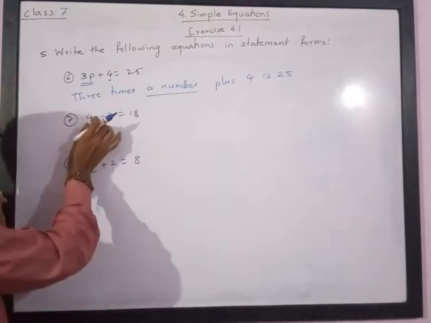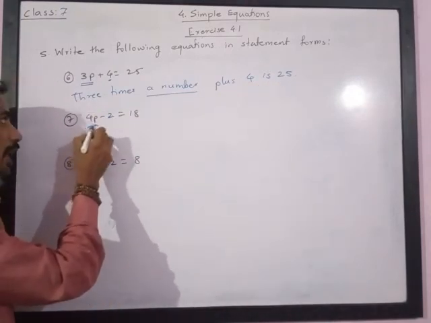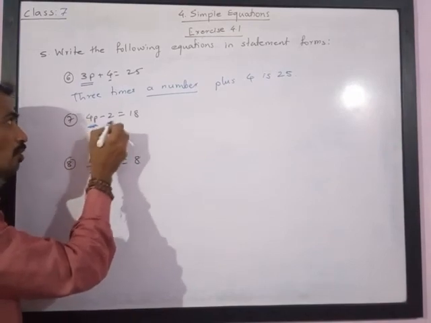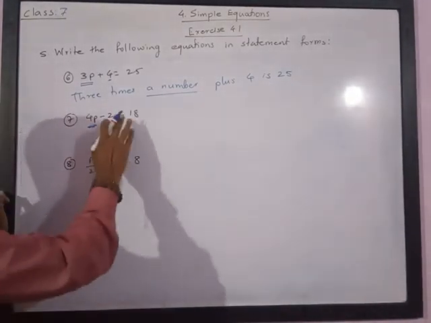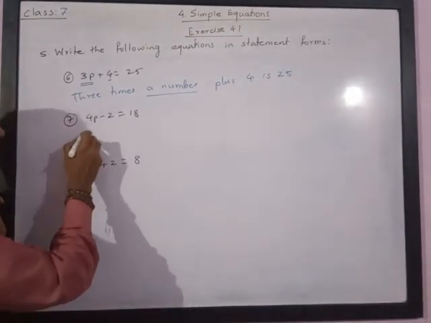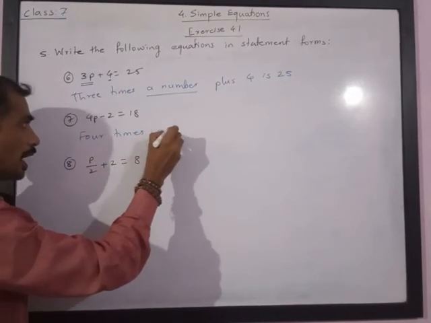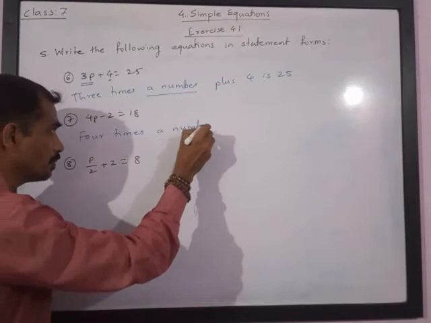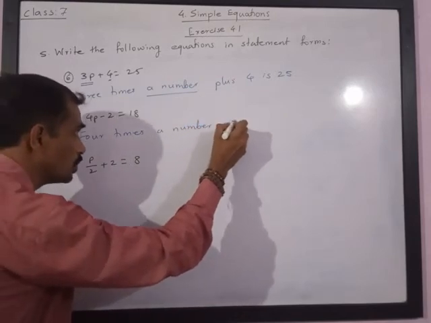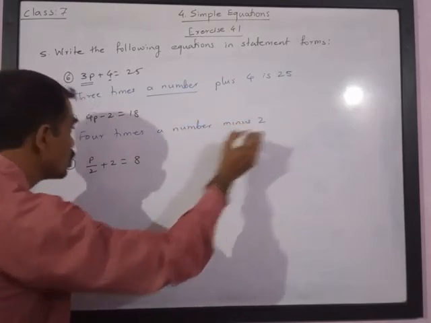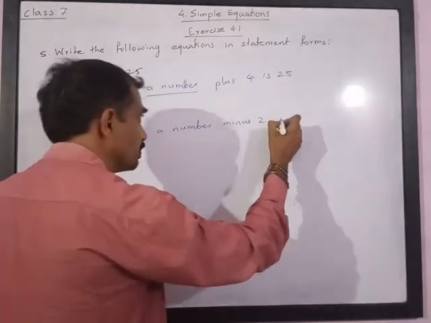Next is 4 times a number minus 2. 4 times a number minus 2 is 18.